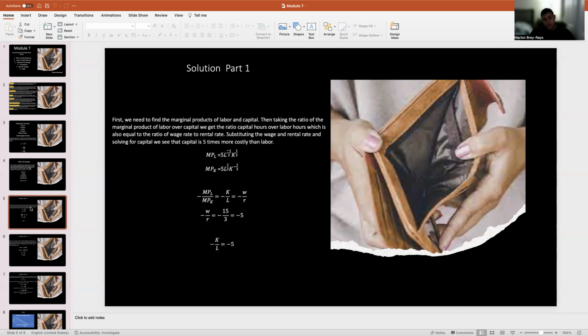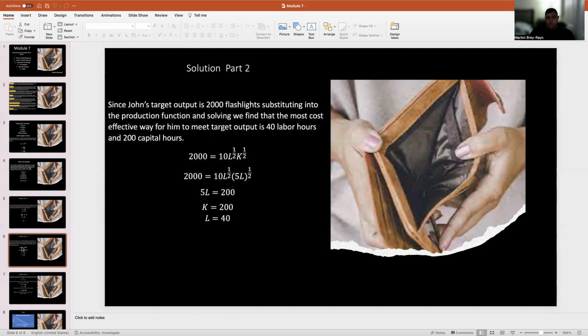Now you can see MPL and MPK. This is where you're finding the equation for labor, and right here you're finding the equation for K, and you get MPL over MPK, which gives you W over R, which equals K over L, which equals W over R. Now you got your wage rate over your rental rate, and K over L gives you 5, which, as I stated right there, is 5 times more costly than your labor.